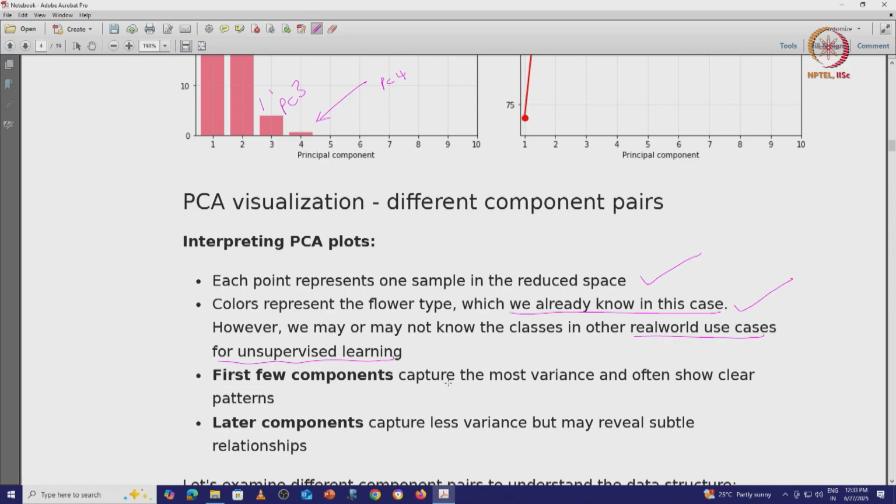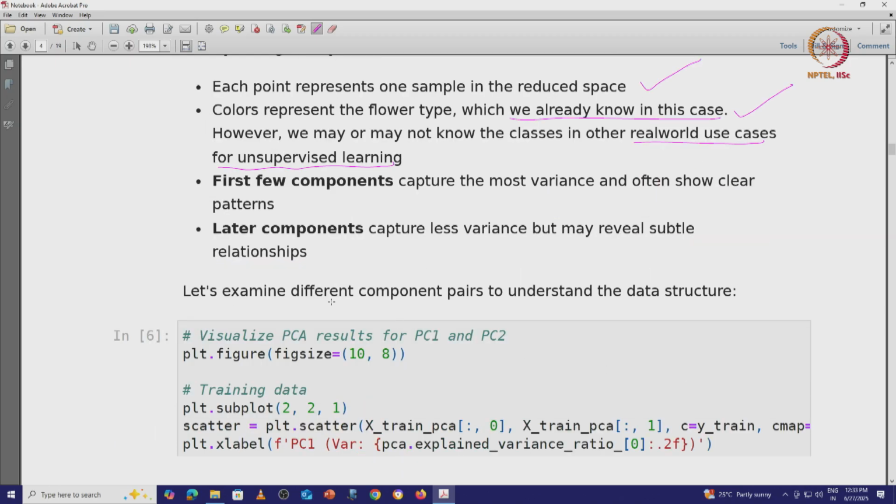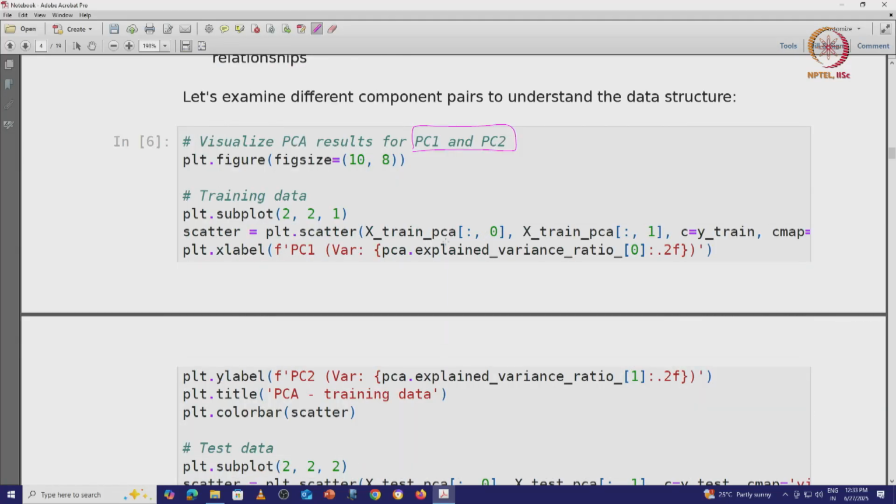Alright, so the first few components capture the most variance and often show clear patterns, and then the later components capture less variance but may reveal subtle relationships. Sometimes it's just noise in the data if you go to very low components. So let's examine the different component pairs to understand the structure of the data set. Okay, so here we are visualizing the results for PC1 and PC2, and I am plotting the training data as well as the test data. So this plot is showing you a scatter plot of the train PCA.